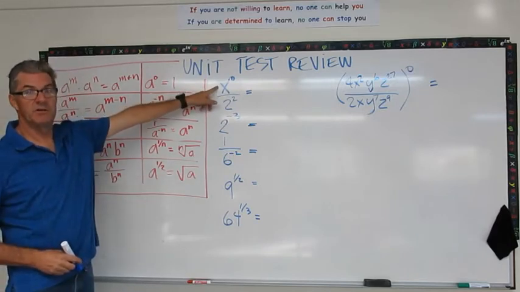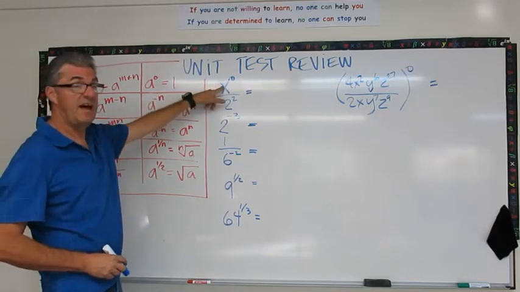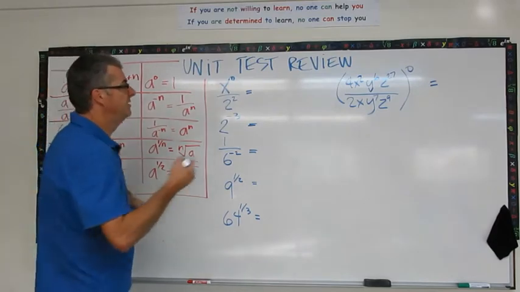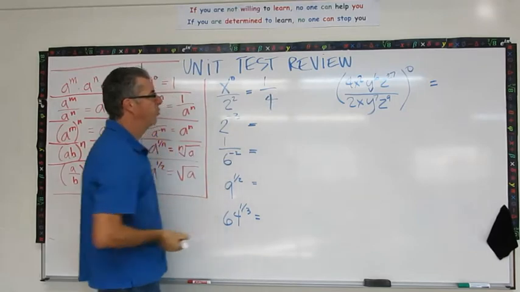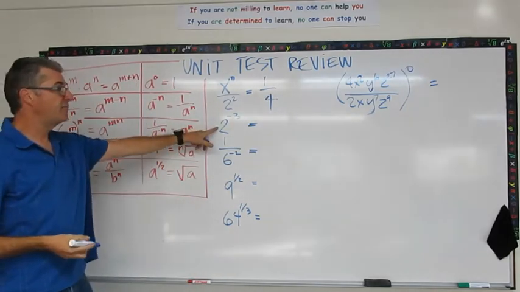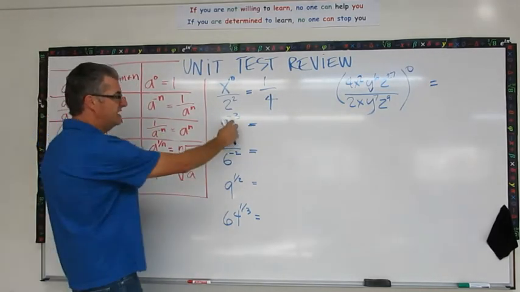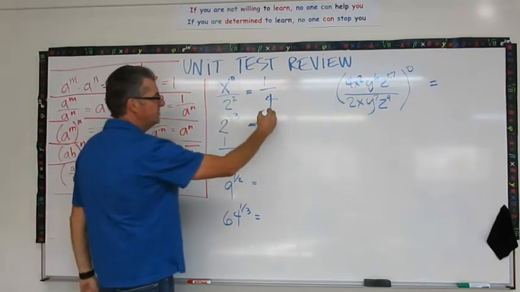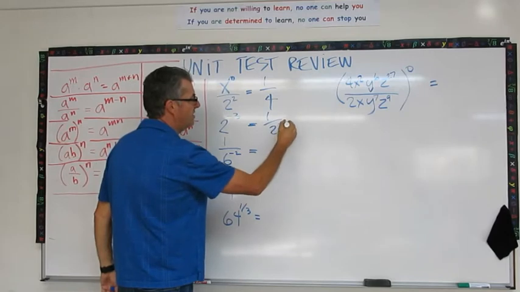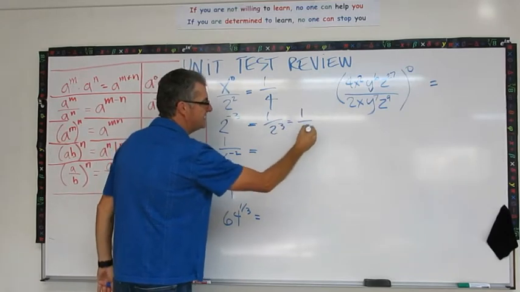X to the 0. Zero power rule, don't forget that. That's always 1. So this becomes 1 over 2 squared, which is 4. So that's 1/4. Negative power rule. You take the negative power, and you put it underneath the fraction. So this becomes 1 over 2 to the 3rd, which is 1 over 8.